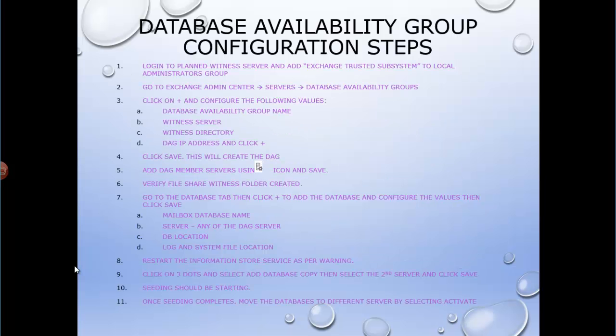All right. Now we'll see the database availability group configuration steps. First, we need to log into the file share witness server and add the Exchange trusted subsystem to the local administrators group. If you are using the domain controller, the issue will be that you have to add the Exchange trusted subsystem group to Active Directory administrators. Many organizations' security and compliance teams will object to that. That is why I said we need a member server, not the domain controller.